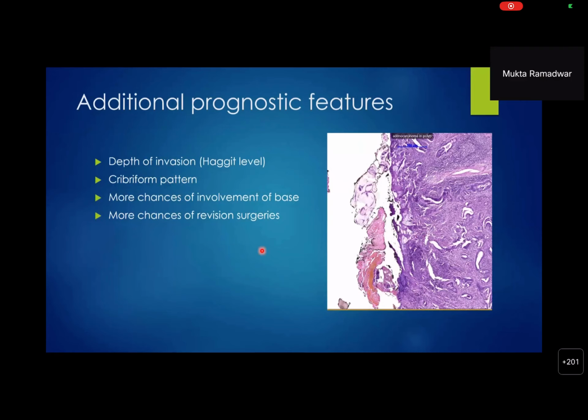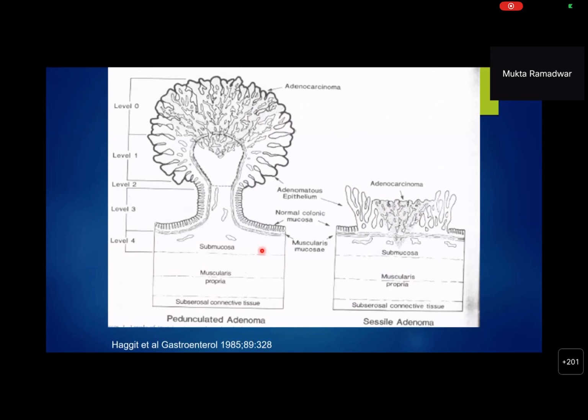Right? So here is a very famous diagram which tells you that this is a pedunculated polyp, like our case 1 was, and this is a sessile polyp, like our case 2 was. And these are the levels. Level 0 is in the mucosa. Level 1 is into the superficial submucosa. Level 2 is at the stalk. This is the level of involvement by adenocarcinoma. Level 3 is at the stalk. Level 4 is at the level of submucosa.